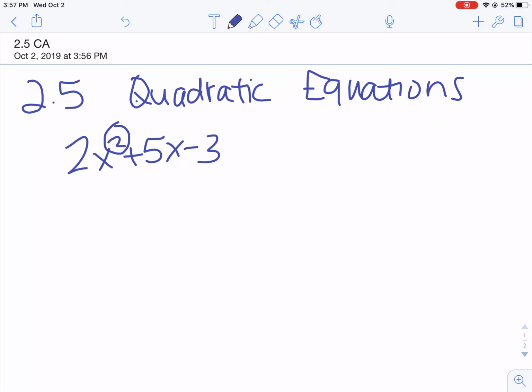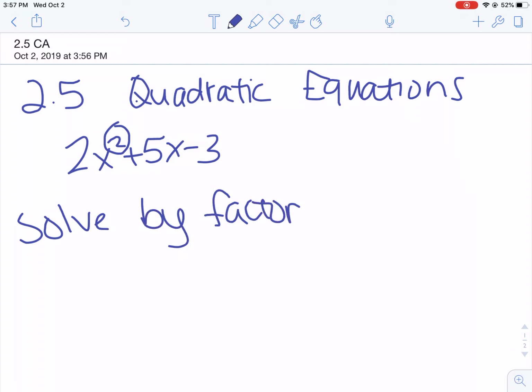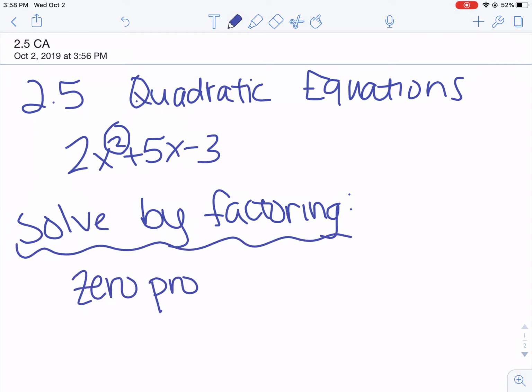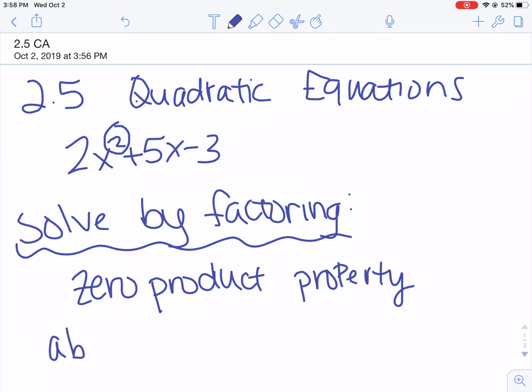The first way that we're going to solve is solve by factoring. We have gone through factoring, so a lot of what we're doing right now isn't anything big. But in order to solve by factoring, you have to know what the zero product property is. It says that if I have two numbers, A and B, and I multiply them and the answer is 0, so if A times B is 0, then either A has to be 0 or B has to be 0.